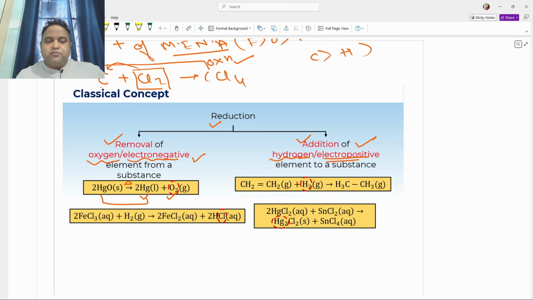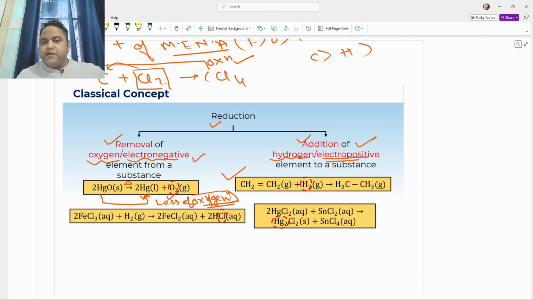Moving from mercury oxide to pure mercury, there is loss of oxygen. Loss of oxygen is taken as reduction.